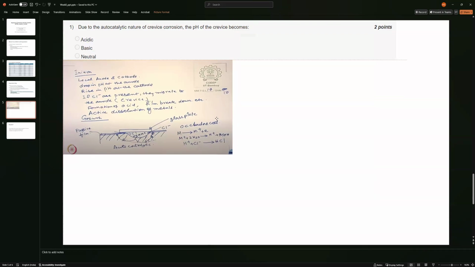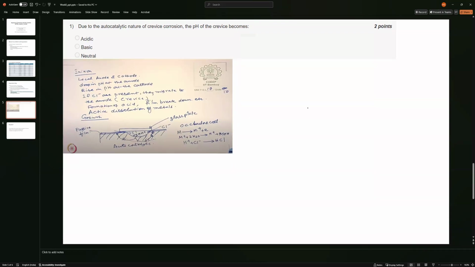You remember this lecture slide. What happens in crevice corrosion is you have a glass plate on the top, and the crevice forms underneath the plate. Due to limited diffusion of oxygen, you're not able to attain passivation inside the crevice. So remember this plot.